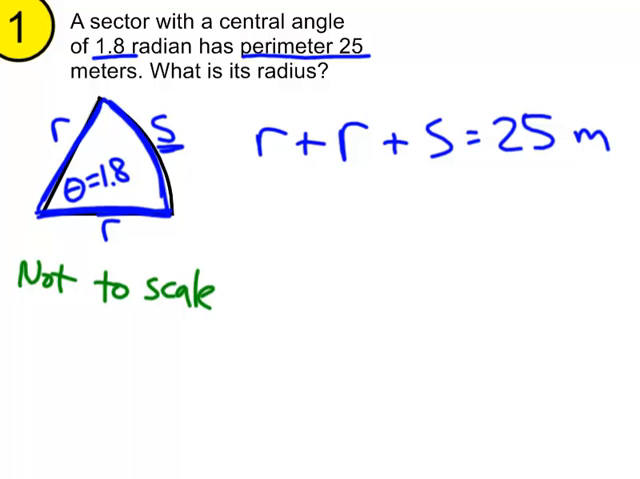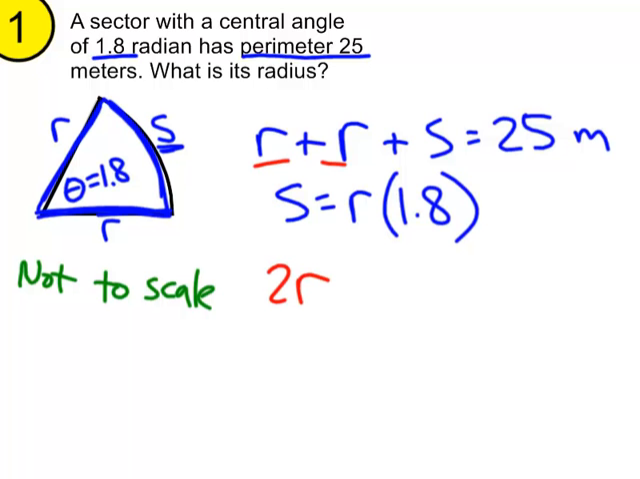Well, it's S equals R theta. Recalling that in this case, theta is 1.8 radians, and since it is a radian measure, I can use the formula. S equals R times 1.8. Now with those two equations together, we can solve for these variables. Let's go back to the first equation and rewrite it as 2r, since I just added these two r's, plus s. But instead of s, I'm going to substitute in what s equals in terms of r: 1.8 r equals 25 meters.